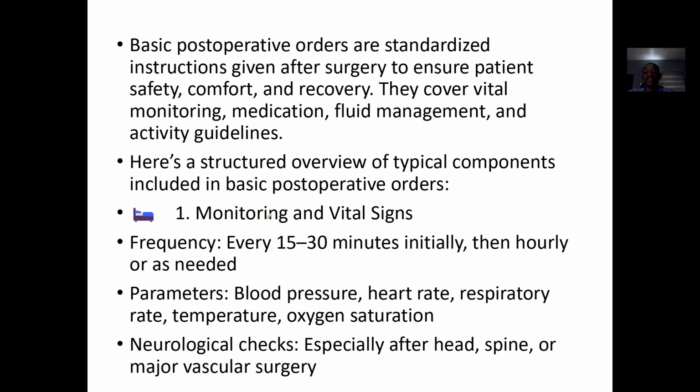Now, you should know that after the surgery, you continue monitoring the patient's vitals. That's temperature, heart rate, blood pressure, respiratory rate, and oxygen saturation. Immediately after the surgery, you always check every 15 to 30 minutes. Then as the patient becomes more stable, you can space out the time. Neurological checks are where you check if there are any injuries to the nerves, central nervous system, peripheral nervous system, and all of that.